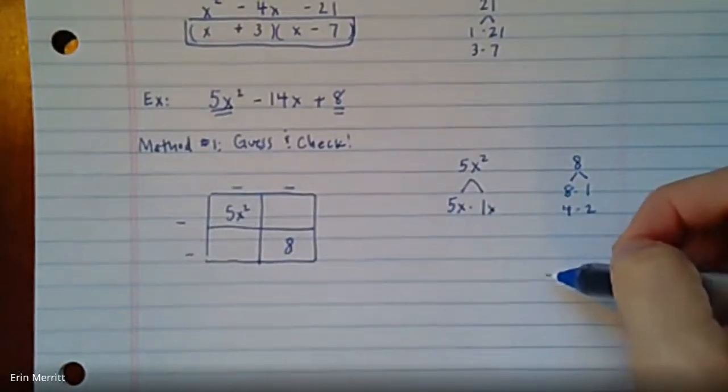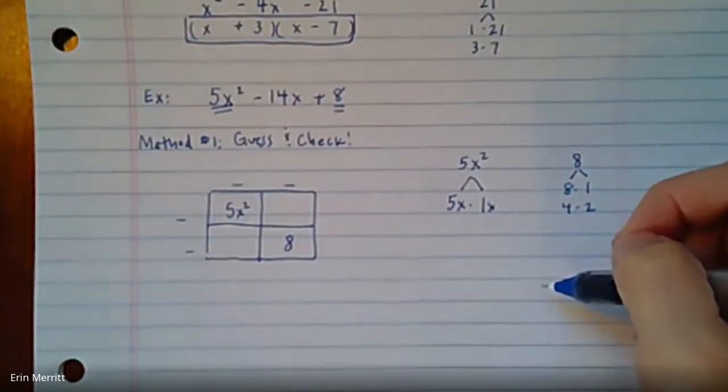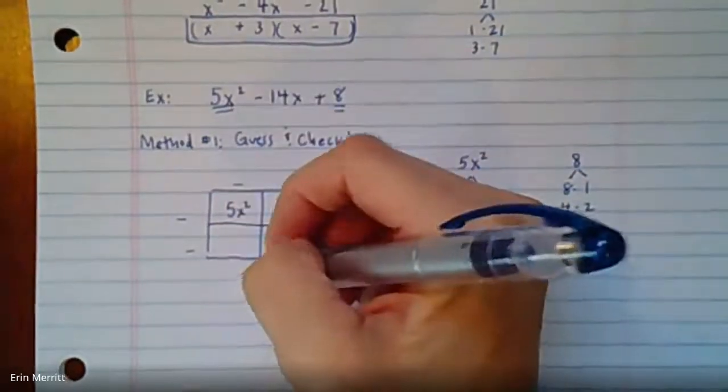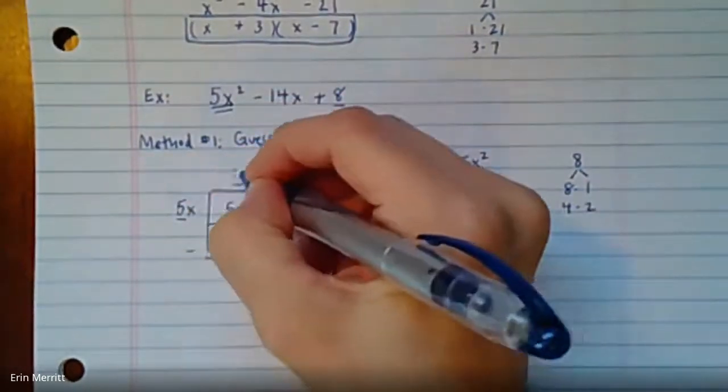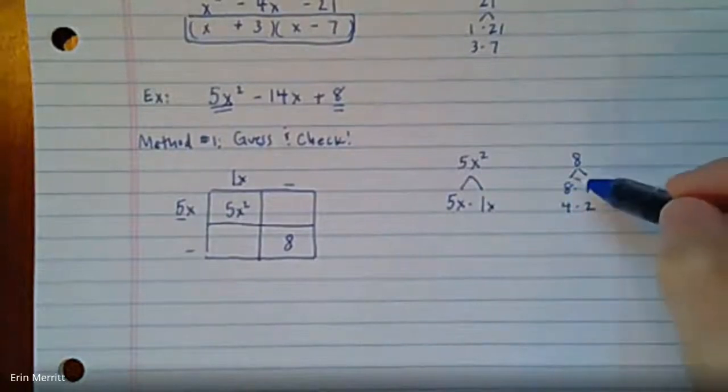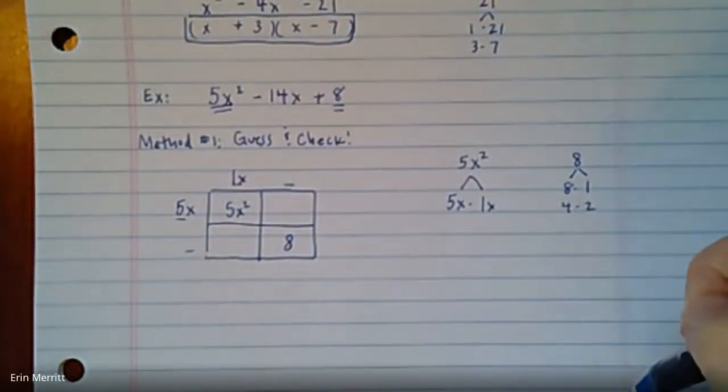Nice thing about 5 is that it's prime. We'll talk about some when they're not prime and what that looks like. All right, but let's break it down to start there. So this is going to be 5x and 1x. Now over here, we said it's either 8 and 1 or 4 and 2.